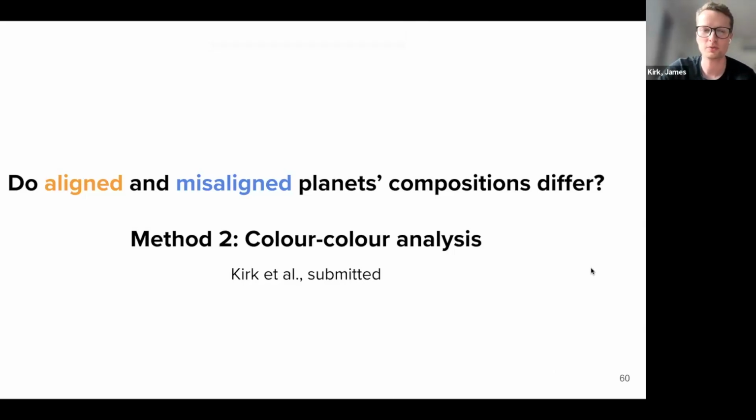So as we just heard, we weren't able to separate the misaligned and aligned planets' compositions in C to O and metallicity space. As Evie just mentioned, this motivated another way of comparing the two populations. We were inspired by color analyses, which have a long history in astronomy, of course, of separating different classes of object.